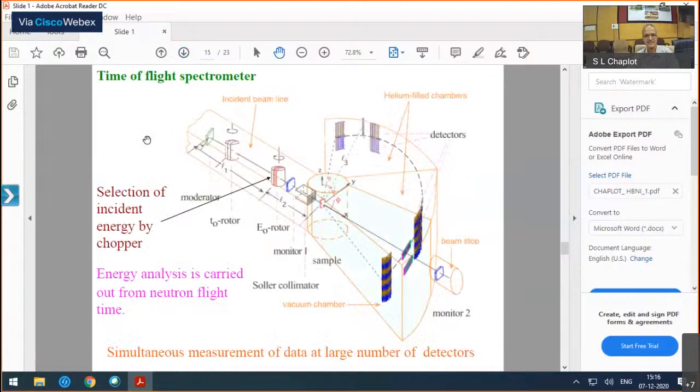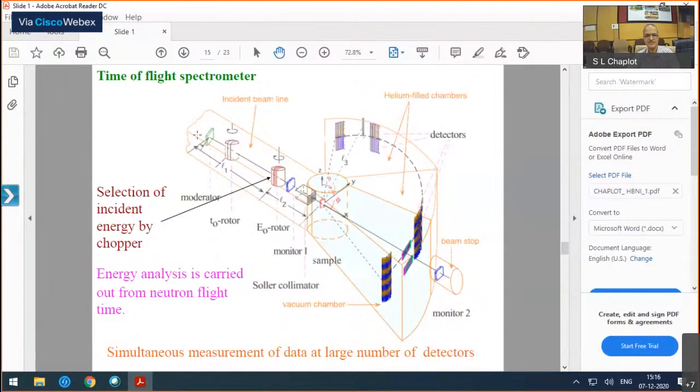Okay, this other technique, the neutron time-of-flight spectrometer. In fact, a long time back, we did have a time-of-flight spectrometer at another reactor, that is the Cirus reactor in Trombay, which is now closed. But at the Dhruva reactor, a new time-of-flight spectrometer is being built. It's at an advanced stage. And here, well, the concept in general is the following.